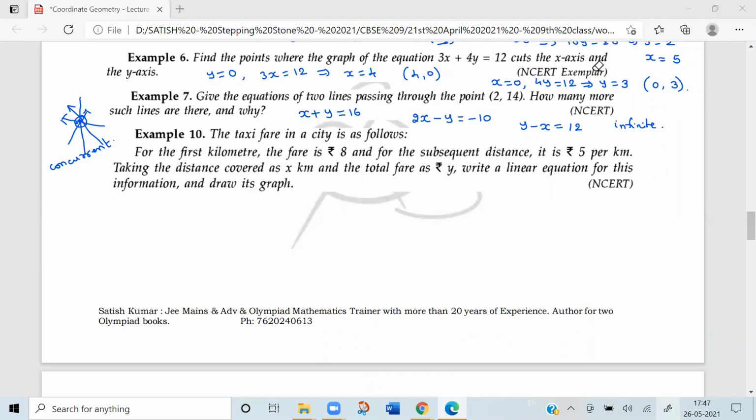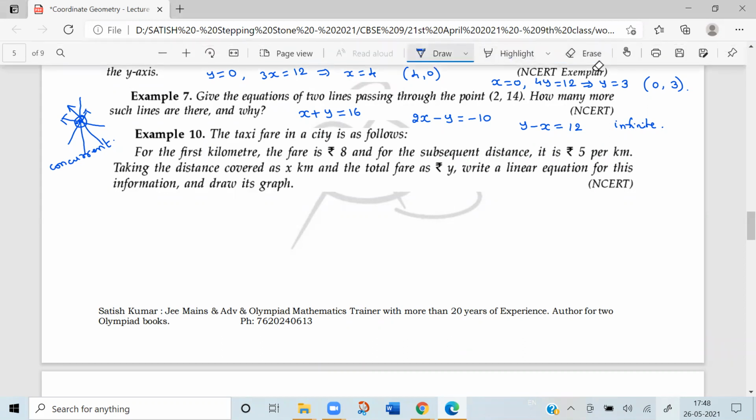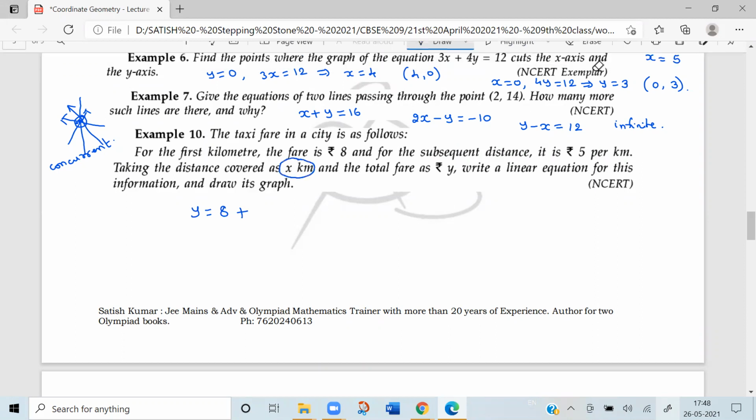So for the first kilometer, it is 8. Means y equal to, for the first kilometer, it is 8 plus. For the subsequent kilometers, it is rupees 5 per kilometer. Total how many kilometers? x kilometers. Already 1 kilometer we have taken. Remaining kilometers how many? x minus 1. For each kilometer, the price is 5. So it is 5 into x minus 1. So y equal to 8 plus 5 into x minus 1.